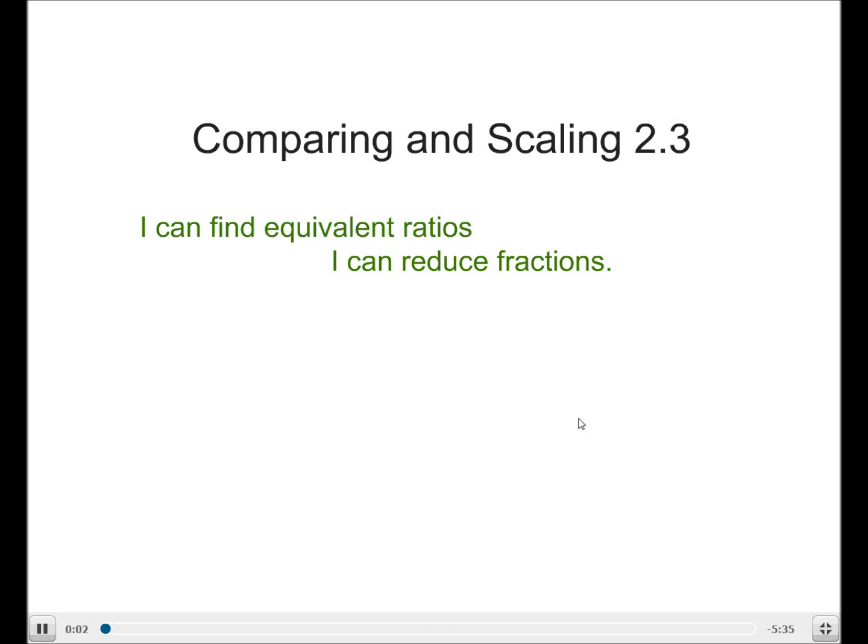All right, ladies and gentlemen, we're going to make this one simple. Comparing and scaling 2.3. Two targets that we're going to learn about. I can find equivalent ratios and I can reduce fractions. Let's look at that first one. I can find equivalent ratios.